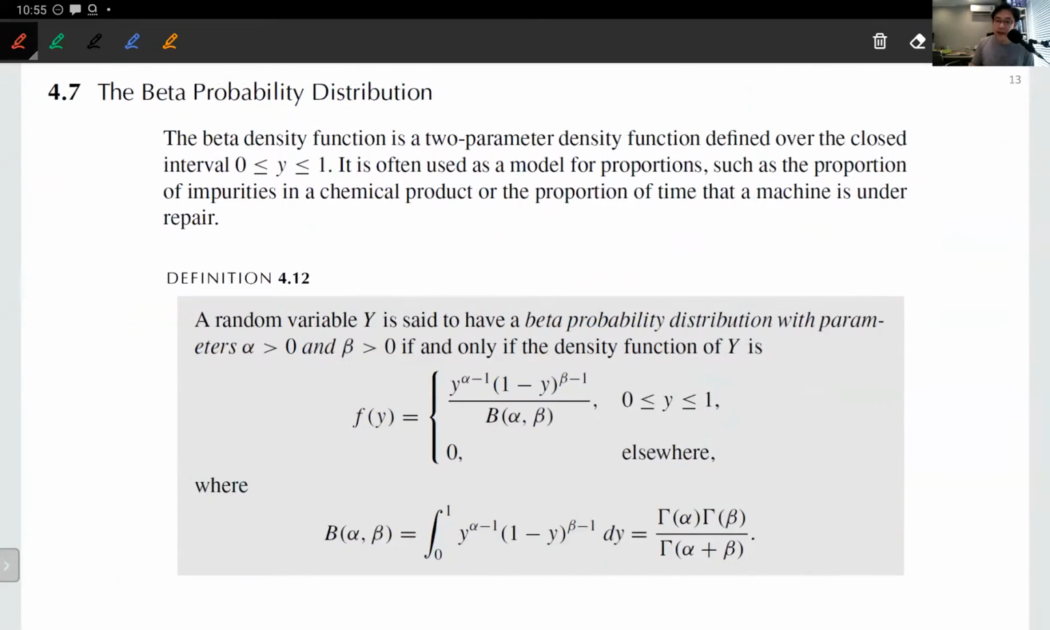All right. Now, we have one last distribution for the continuous variable to talk about, and it's the beta distribution. And everyone look at this one.